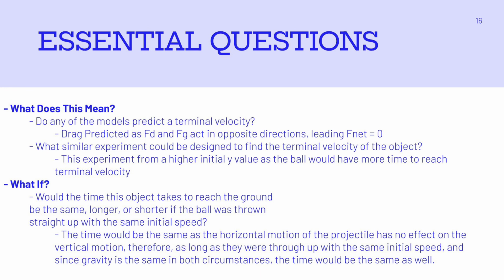And then if this object were just dropped from the initial y instead of thrown, it would have the exact same time, as the horizontal displacement has no effect on the velocity in the y direction. And since gravity acts the same in both these scenarios, it would be the exact same time as well.